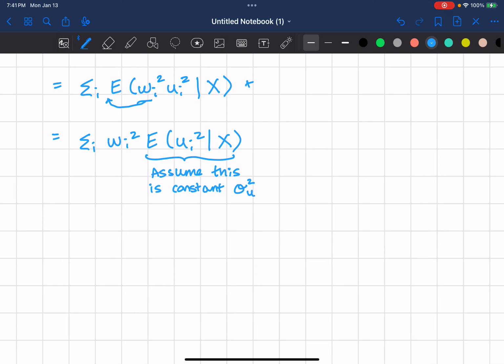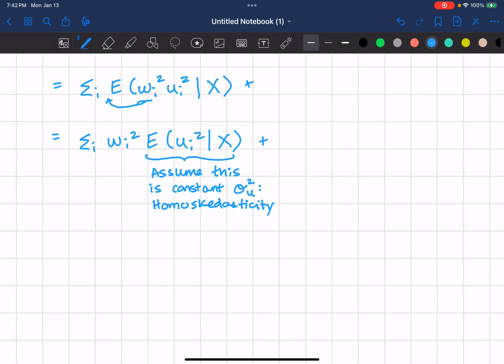And we want to think about this as the variance of u, because u bar is close to 0. May not be equal to 0, but it's close to 0. So we want to think about this as the variance of u, and we want to assume that the variance of u is constant across X, which is also called homoscedasticity. So that's one major assumption we need to make.